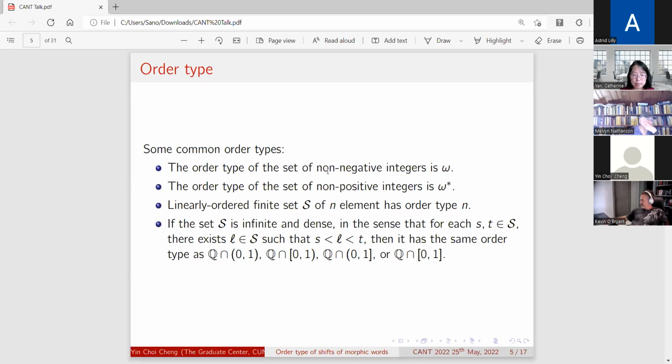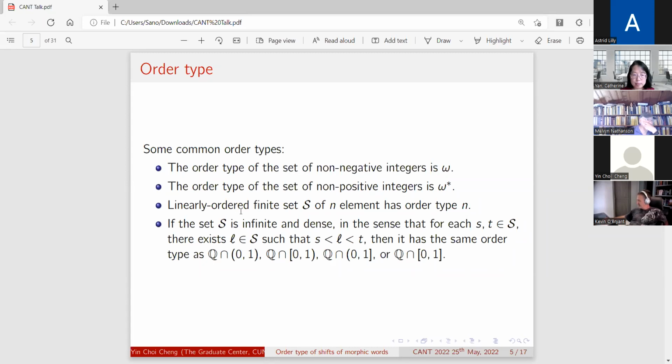The first one, we consider the set of non-negative integers. We have a clear minimum element, and each element has an immediate successor. The order type of this set is omega. And let's consider the reverse. The order type of the set of non-positive integers is omega star.